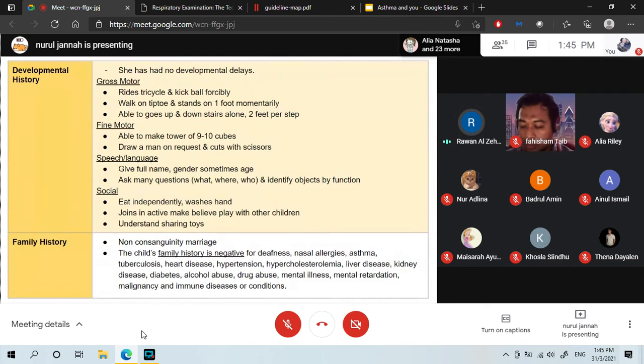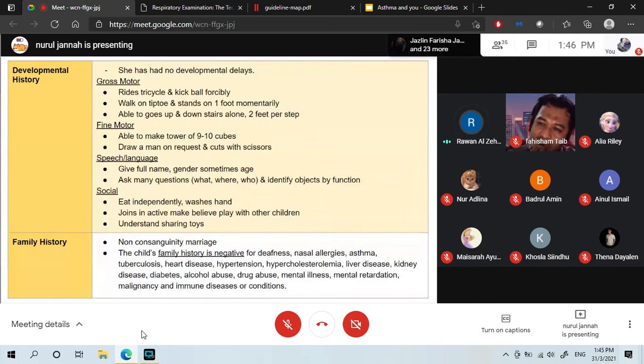For development history, she has no developmental delays. Gross motor: she can ride a tricycle, kick a ball forcibly, walk on tiptoe, and stand on one foot. Able to go up and down stairs alone, two feet per step. For fine motor, able to make a tower of 9 to 10 cubes, draw a man on request, and cut with scissors.